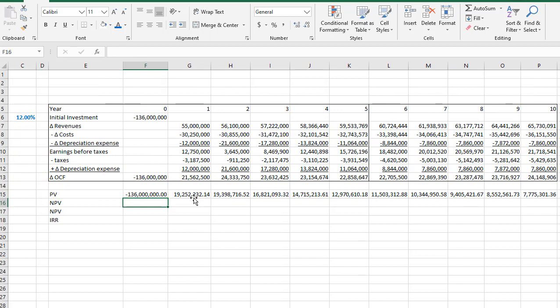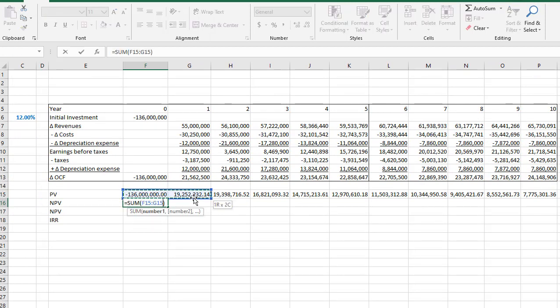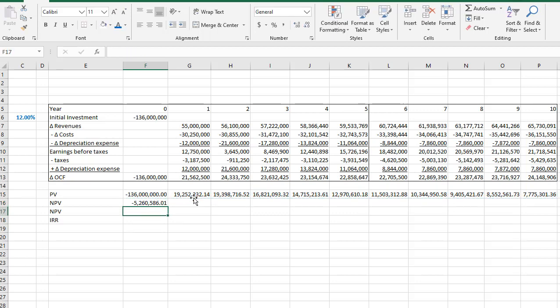And then the net present value is the sum of those cash flows, right? Easy enough. So here we have negative $5 million. Let's change this to maybe minus 120. This way we have a positive net present value just so we can feel better about it.